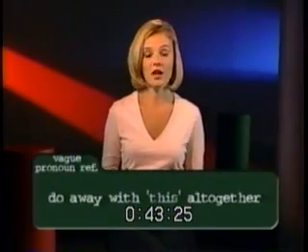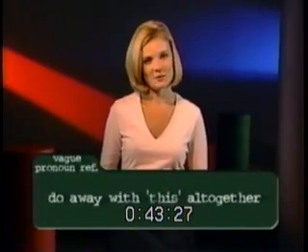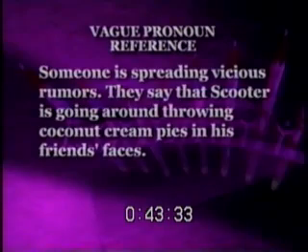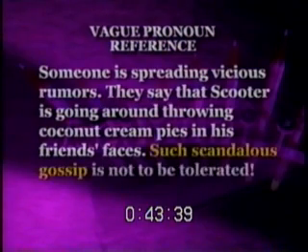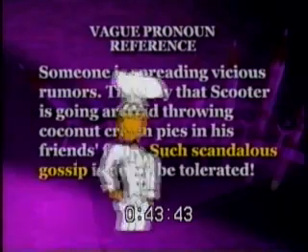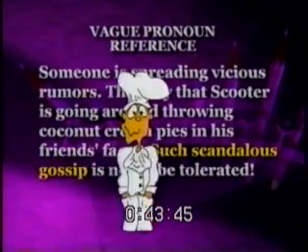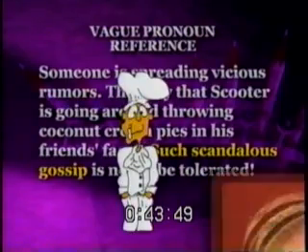The best way to fix this vague pronoun reference is probably to just do away with the pronoun this altogether. Our sentence may not be as short and sweet, but it will make sense. So we can say, someone is spreading vicious rumors. They say that Scooter is going around throwing coconut cream pies in his friends' faces. Such scandalous gossip is not to be tolerated. There. No vague pronoun reference, no confused readers, and no funny aftertaste.